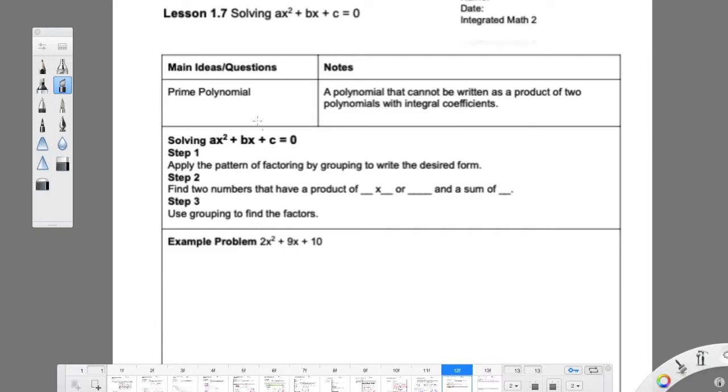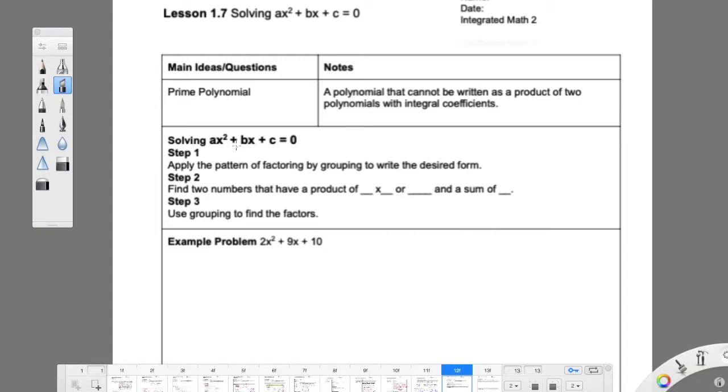As we're looking at these numbers, let's go ahead and read this notes part up at the top here. Prime polynomials: a polynomial that cannot be written as a product of two polynomials with integral coefficients. The main idea here is that we can't factor anything out. Nothing can multiply to get that end term and add to get the middle term. So it's just one of those situations.